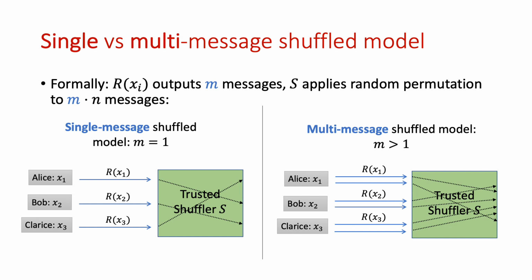One important distinction I'll make in the shuffled model is that of the single message versus the multi-message shuffle model. In general, R of xi may output m distinct messages, in which case the shuffler S applies a random permutation to m times n messages. In the special case where m equals 1, we're going to call this the single message shuffle model, and here the shuffler only permutes n messages. In the general case where m is bigger than 1, we will call that the multi-message shuffle model.